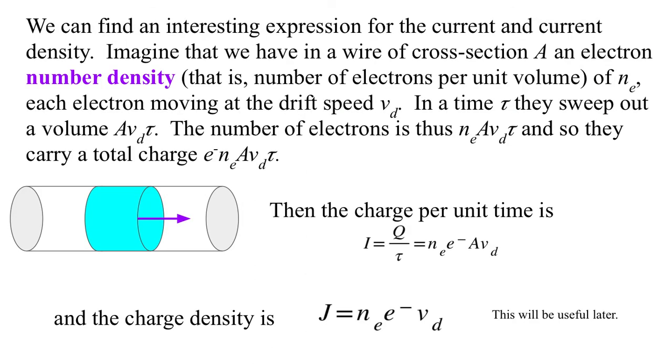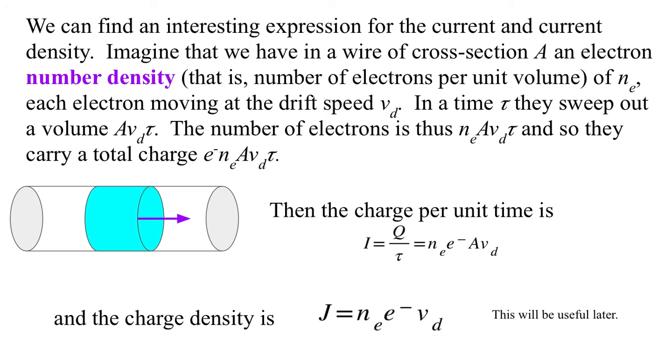We can find an interesting expression for the current and the current density. Imagine we have in a wire of cross-section A an electron number density, that is the number of electrons per unit volume, of n sub e, each electron moving at the drift speed v sub d. In a time tau, they sweep out a volume A v_d times tau. In other words, this circle sweeps out and encloses a volume, which is the length, v_d times tau, times its own area.